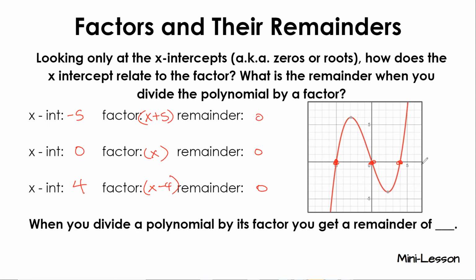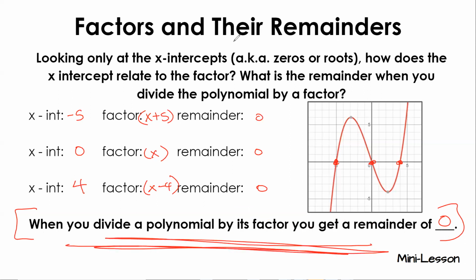Because they cross the x-axis. Okay, so here's the big thing. When you divide a polynomial by its factor, you get a remainder of 0. Write that down. Write that last line down.